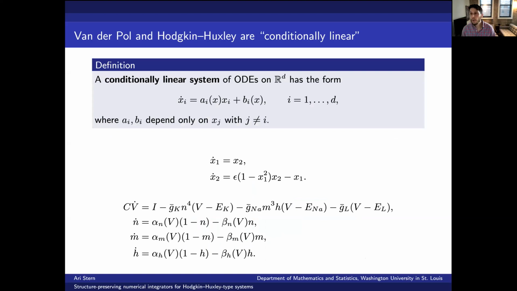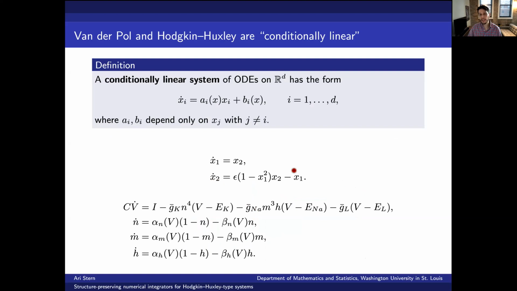All right, so what do the van der Pol oscillator and Hodgkin-Huxley have in common? Well, one thing that they have in common, as we've seen, is they both feature these sort of bifurcation and limit cycle dynamics. But another thing that they have in common is that they're what is called conditionally linear. And what that means is that although they are nonlinear, if I freeze all of the other variables and I look at just one variable, that actually satisfies a linear equation with constant coefficients.